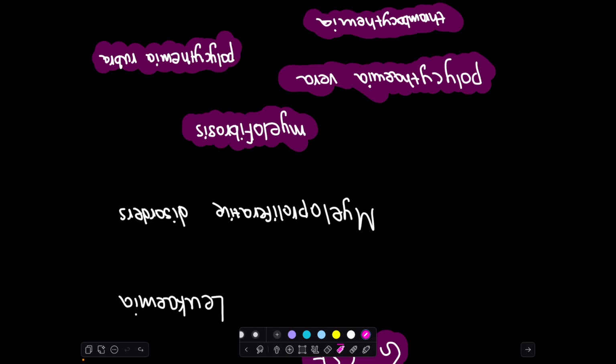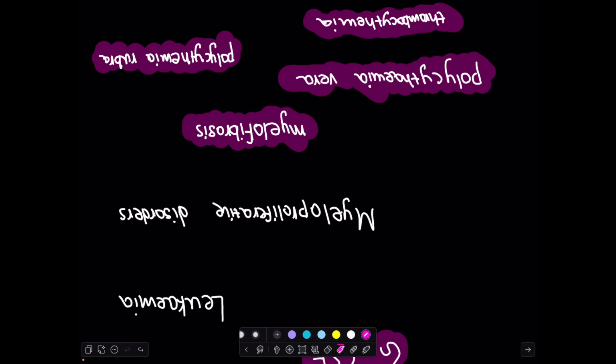Essential thrombocythemia is when the bone marrow makes too many platelets, which are small fragments from megakaryocytes, cells from myeloid progenitors that help blood clot, but excess platelets can lead to clots or bleeding, potentially affecting kidneys. Myelofibrosis is when bone marrow scars over, disrupting blood cell production, so the spleen takes over making blood cells.